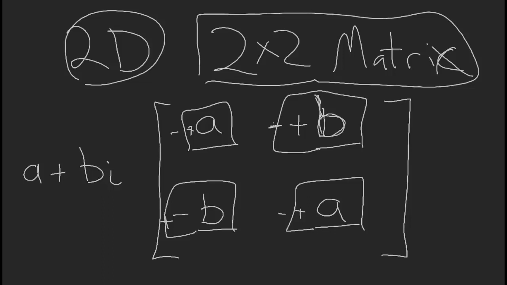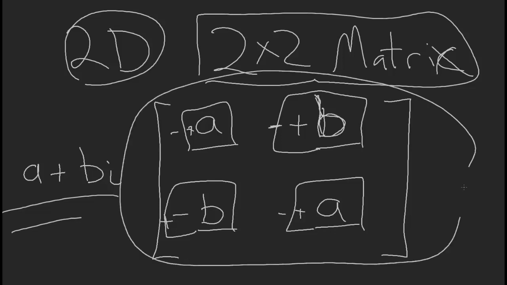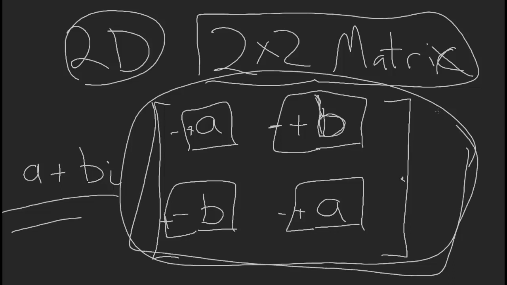This is the best and most complete representation of complex numbers. There's nothing better than this. Everything else is just notation to look pretty in a paper. A plus BI looks much prettier than this, but this representation is 100% complex numbers, 100% complete. You don't need anything else other than this representation to do any operation you want to using complex numbers.